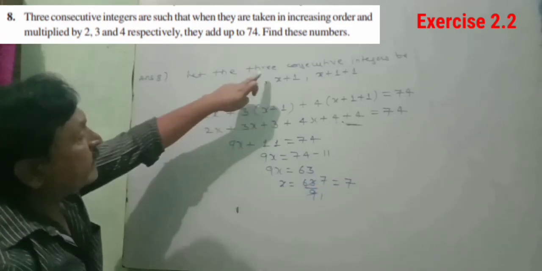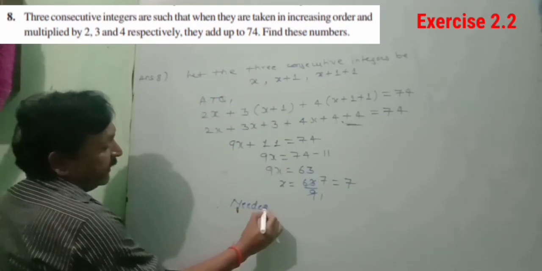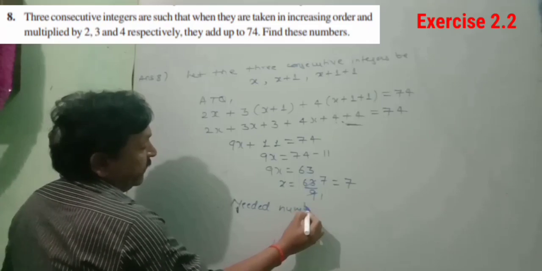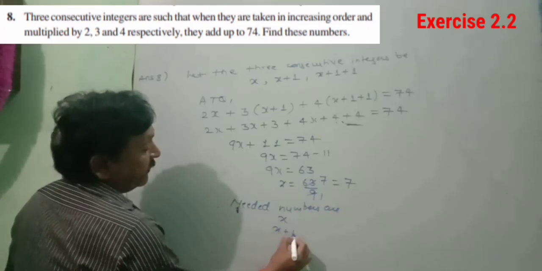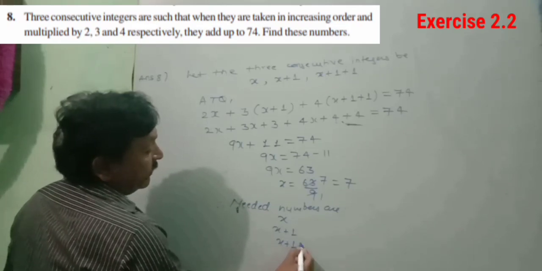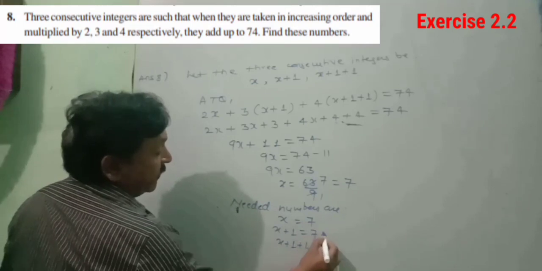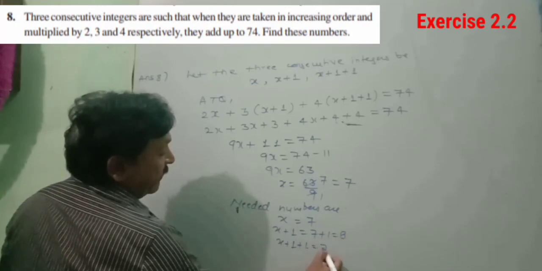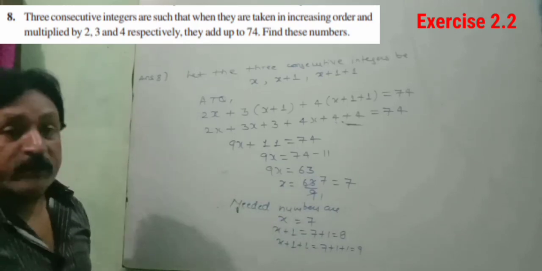So can we find out our needed numbers? Yes. Therefore, needed numbers are, they were x, x plus 1, x plus 1 plus 1. So can we do it? Yes. 7, 7 plus 1, it is 8, 7 plus 1 plus 1 is equal to 9. Okay, just see it, one thing.